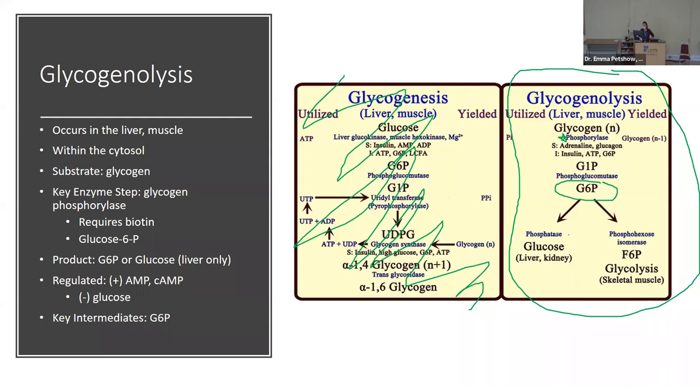Glucose-6-phosphate or glucose are going to be our main products. Glucose itself is the product primarily for the liver and kidney. Glucose-6-phosphate is primarily the product for skeletal muscle. Low energy states are going to cause us to do this. So if we need sugar, AMP, cyclic AMP, it's downregulated by glucose. If we have a hyperglycemic state, if you're a diabetic, or any issues with having elevated blood sugar, it's going to downregulate glycogenolysis.